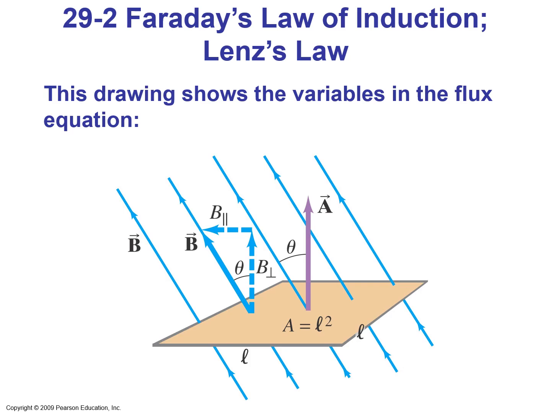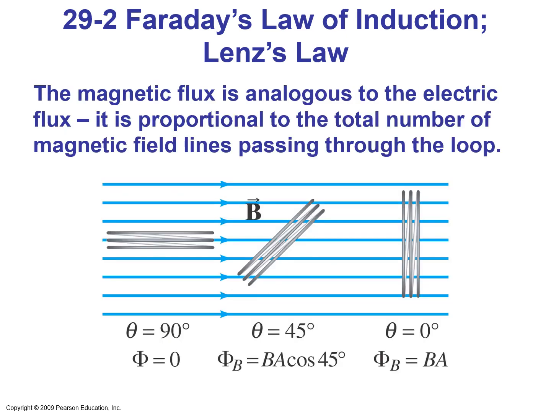So we can imagine either we have a component of the surface vector A along the direction of the field, or we have a component of the magnetic field normal to the surface, B normal, which is taking part in the magnetic flux. The magnetic flux is analogous to the electric flux. It is proportional to the total number of magnetic field lines passing through the loop.